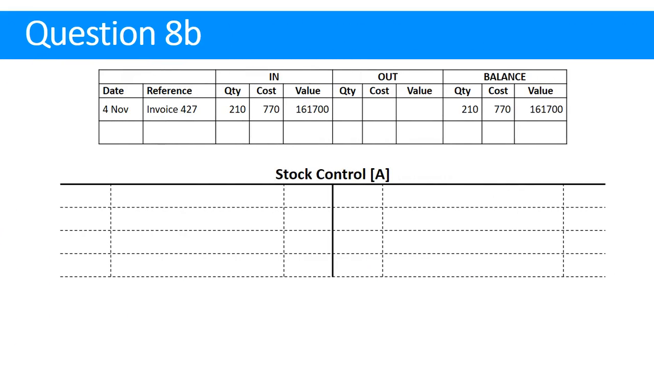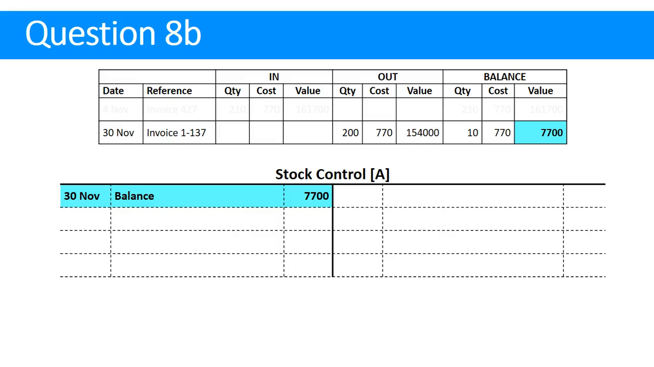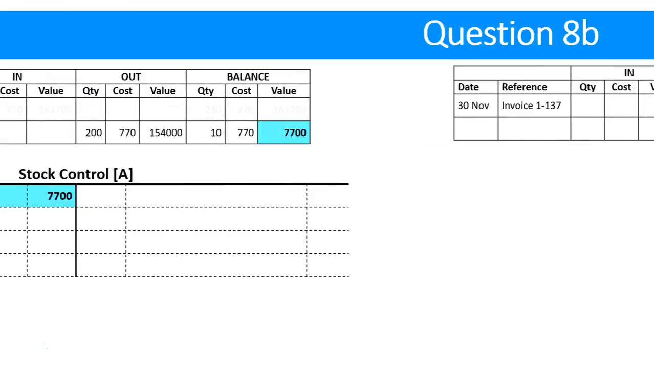By the time we got to the first entry, which was a stock loss, we had 210 units at $770 for a total of $161,700. Then by selling 200 units, we were left with 10 units at $770 for a balance of $7,700. We didn't need to recreate the stock control ledger, but just to explain what it would have looked like, it would have had a debit balance of $7,700.